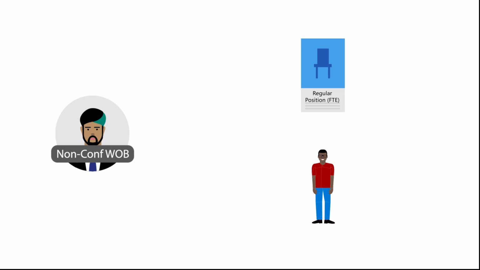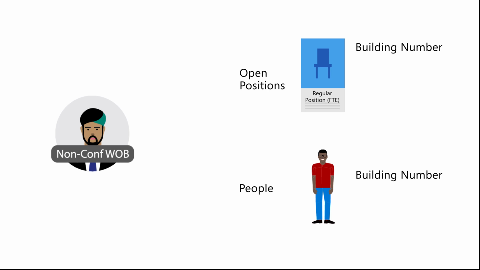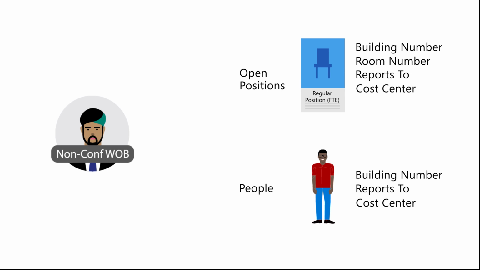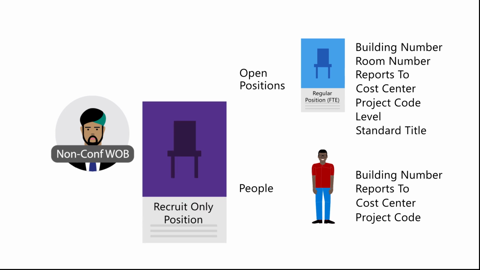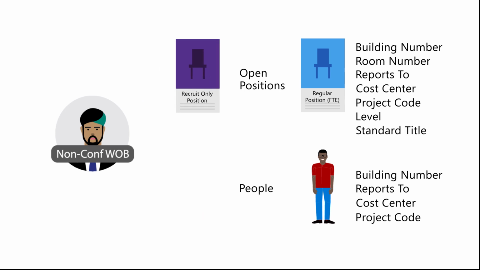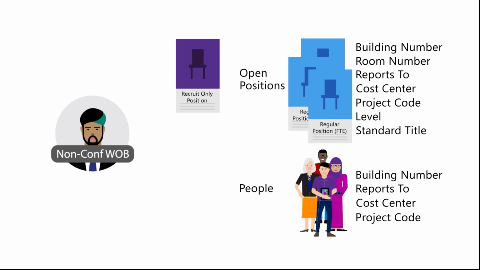Non-confidential WOBs can make edits to people or open positions, including the following: building number, people or open positions; room number, open positions; reports to, people or open positions; cost center, people or open positions; project code, people or open positions. They can also make other edits to open positions, such as changing levels or standard titles, create new recruit-only positions, ROPs, if appropriate within position management policy guidelines and your organization's standard practices, and use the bulk data manager to make people or position edits in bulk.